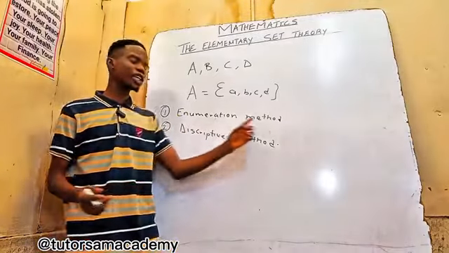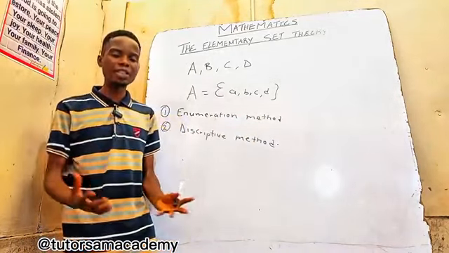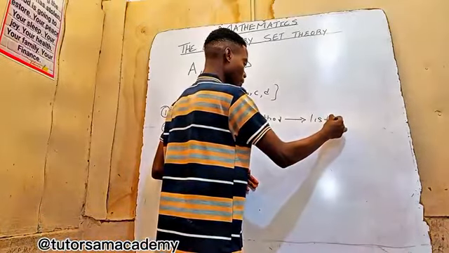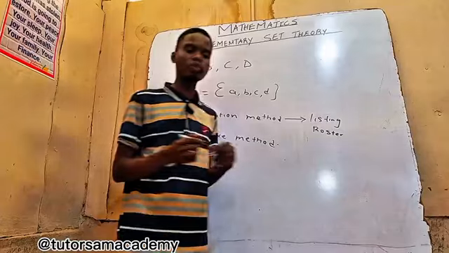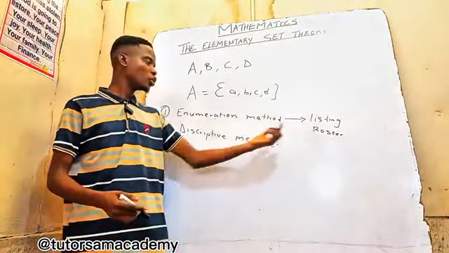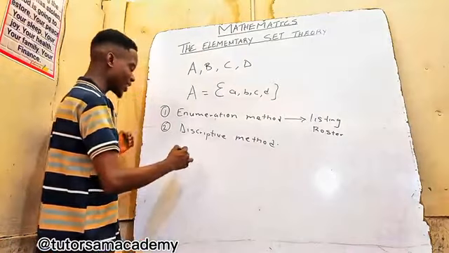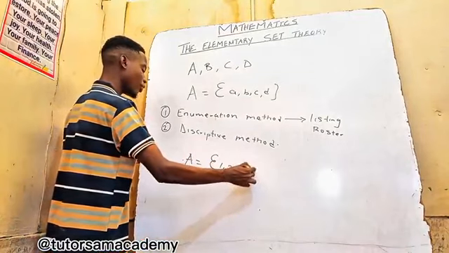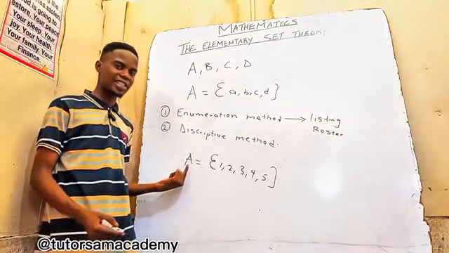The enumeration method is simply referred to as a roster method or a listing method. When you enumerate something, when you list the members of a set, it can also be referred to as the roster method. A typical example is when I have a set A to be 1, 2, 3, 4, 5. This is what we call enumeration. I list the members of this set A.